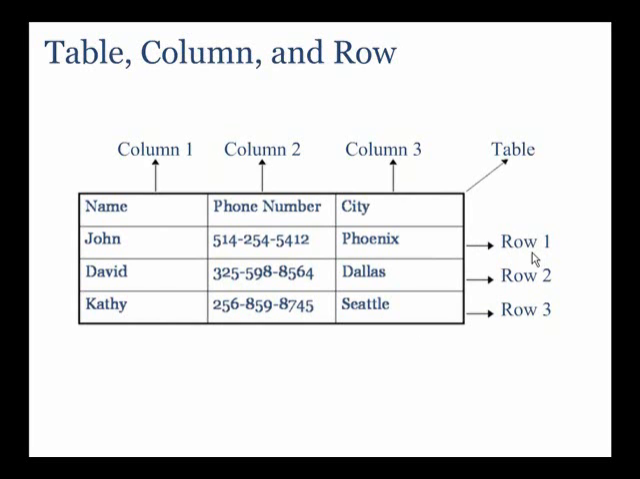So row 1 is John with a phone number and a city. Row 2 is David with a phone number and city. Row 3 is Kathy with a phone number and a city. So each of these rows represents a separate customer, and each of these rows contains several columns. Column 1 is name, column 2 is phone number, and column 3 is city. So each of these rows will have a name, phone number, and a city. The vertical things are called columns and the horizontal ones are rows. This is a logical representation of data in a relational database.